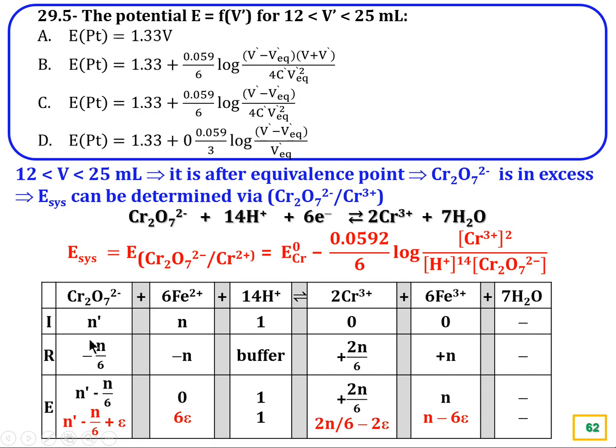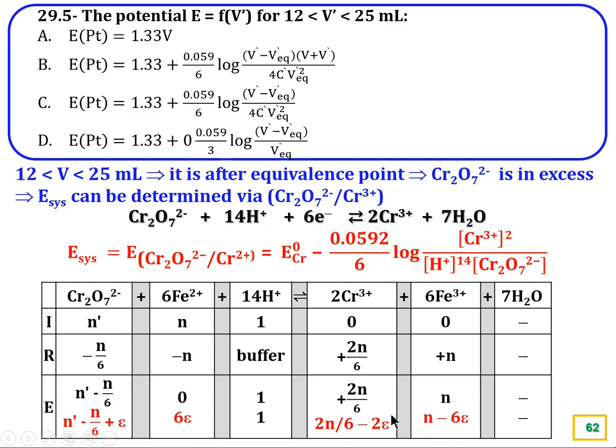We calculate the quantity reacted. Since dichromate is in excess, Fe2+ is limiting and it will react completely. For N reacted of Fe2+, we have N over 6 reacted of dichromate. So at equilibrium, we have N prime minus N over 6, 0, 2N divided by 6, and N. Then the reaction shifts in the backward direction. So we have N minus 6 epsilon, 2N divided by 6 minus 2 epsilon, 6 epsilon, and N prime minus N over 6 plus epsilon.